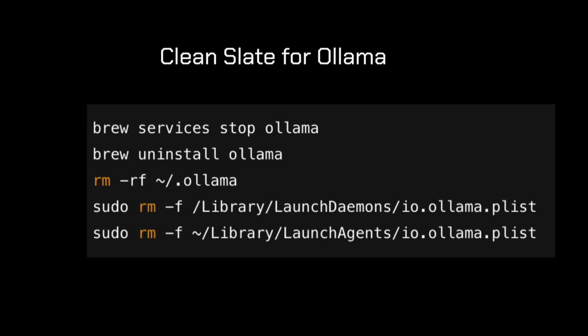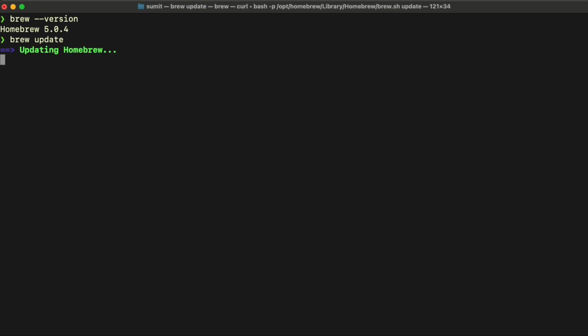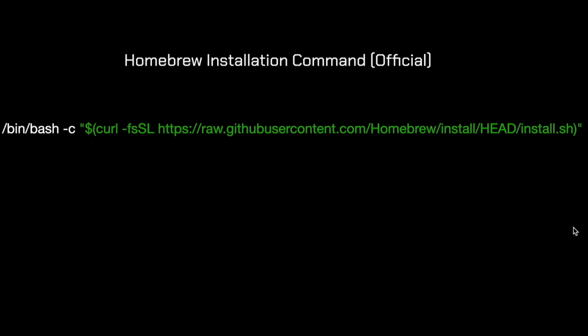Now, in case you want a completely clean slate before installing Ollama, here are the commands you can use. I'll also add all the commands we use today in a separate file, and you'll find the download link in the video description. We'll be installing Ollama using Homebrew. So let's first make sure Homebrew is installed and up to date. Here are the commands you can run. brew --version. This will show the version. Then run brew update to update it. If Homebrew is not installed on your system, your terminal will tell you. In that case, you can follow the instructions shown on the screen to install it.